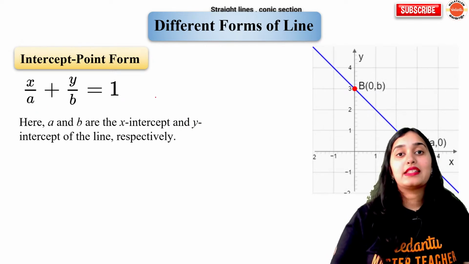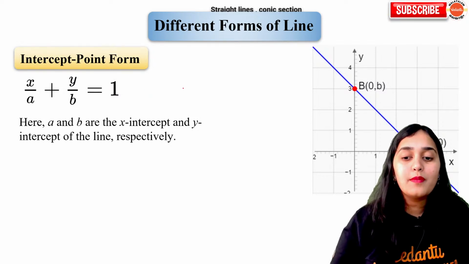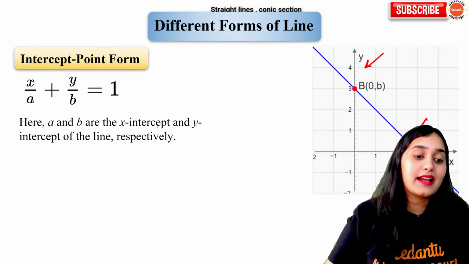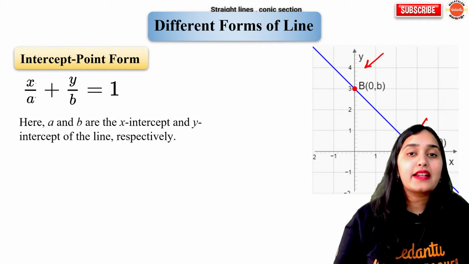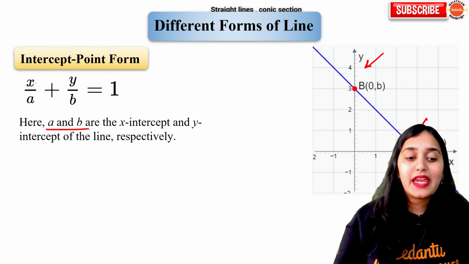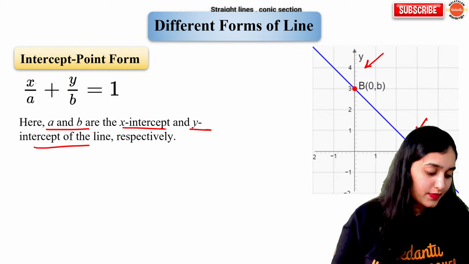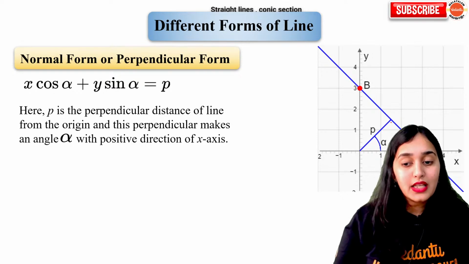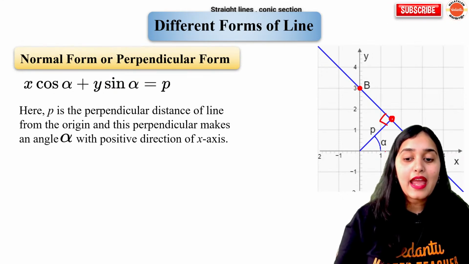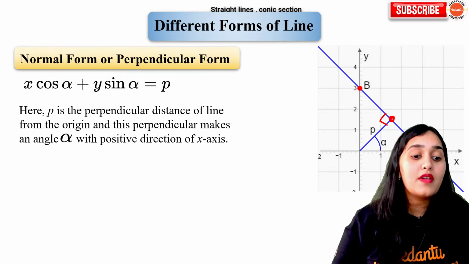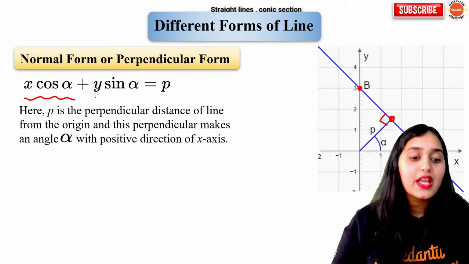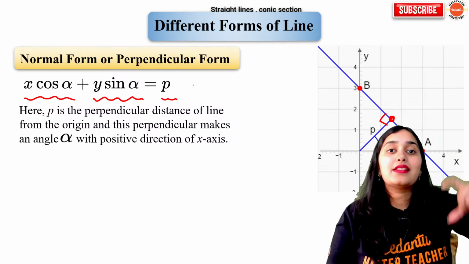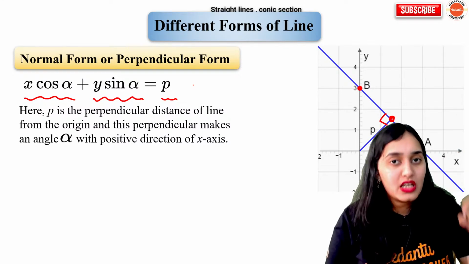Next, intercept form. If your straight line makes intercepts on the x-axis and y-axis, the intercept form is x upon a plus y upon b is equal to 1, where a and b are the x-intercept and y-intercept. This is also important. Next, normal form: if a normal makes an angle alpha with the x-axis, the normal form of the straight line is x cos alpha plus y sin alpha is equal to p. What is p? p is the normal distance from the origin.